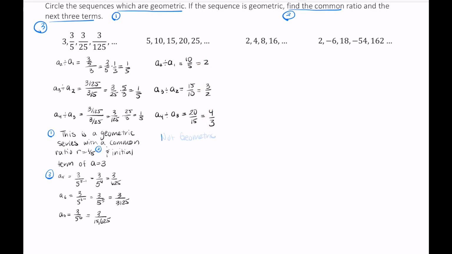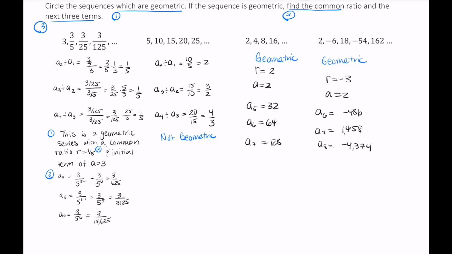Now for the next two, I'm not going to show as much work as I did for the first two, so you'll have to determine if this is geometric, then you'll have to find the common ratio. You'll also have to write out the initial term, and again, this is only if they're geometric, and then find the next three terms of the sequence. So please pause your video and try that.